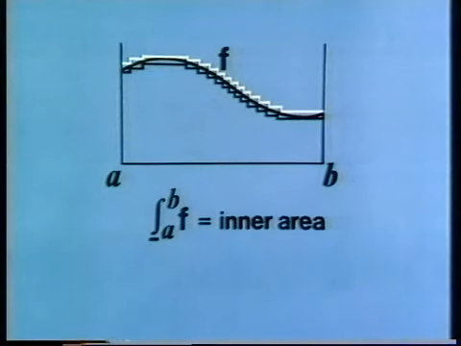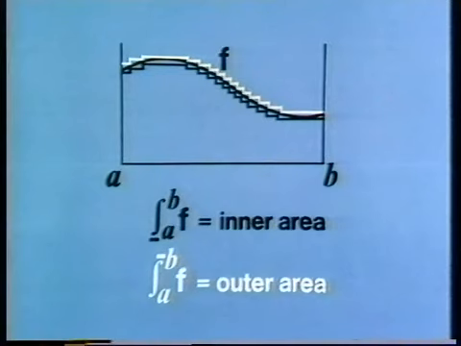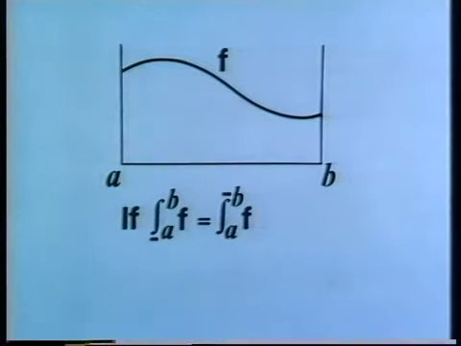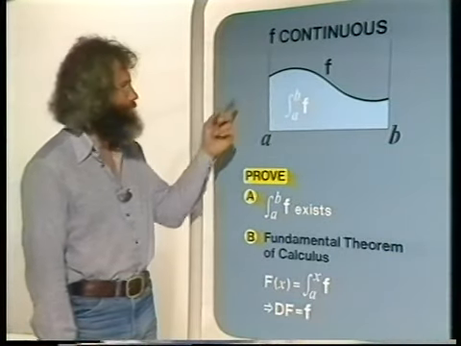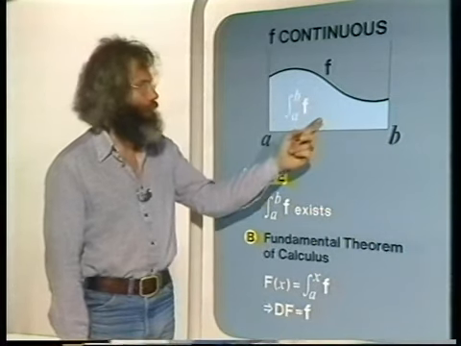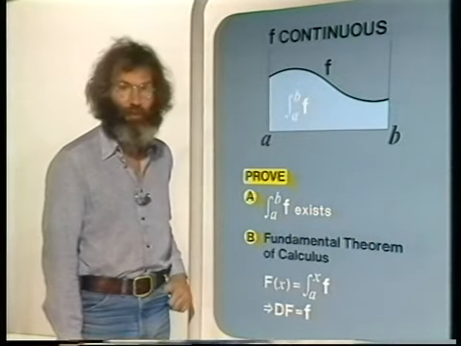Similarly, we have an outer area, and we call its value the upper integral of f on AB. This time the bar is above. If the lower and upper integrals coincide, that is, if the region has an area, then we call the value of that area the Riemann integral of f on AB. We write that with an ordinary integration sign. So the Riemann integral is the area of this region under the graph of f, provided that area exists.